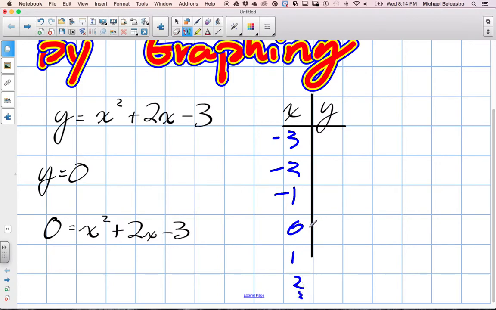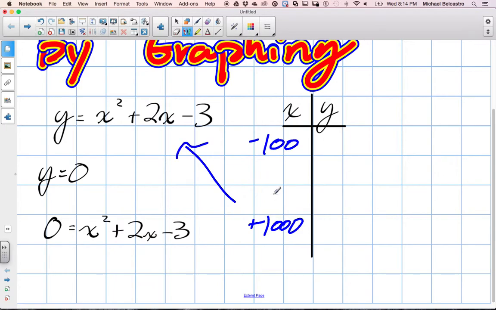But sometimes those aren't the best points. That's the problem with this trial and error method. We might not find critical values and stuff unless we're at like -100 or +1,000. It really depends on where the equation is on the graph. So that's why this isn't always the best method, but it is a method you can do.